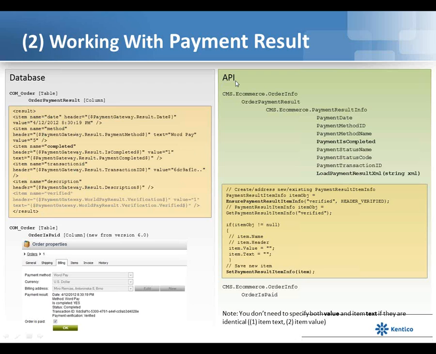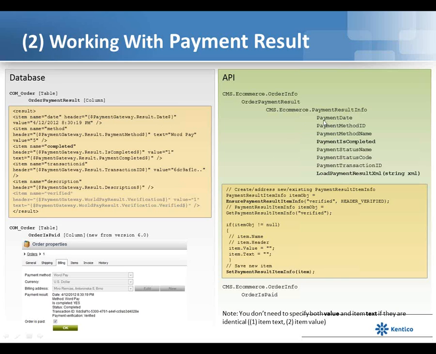From an API point of view, there is an OrderInfo object which matches one record from the CMS order table. And of course, this object has the property OrderPaymentResult, which matches the order payment result in my database. So it's that easy. And now the XML structure, or XML representation of the payment result, is represented from an API point of view with a PaymentResultInfo object. And those properties of the payment result info represent each of these individual items.